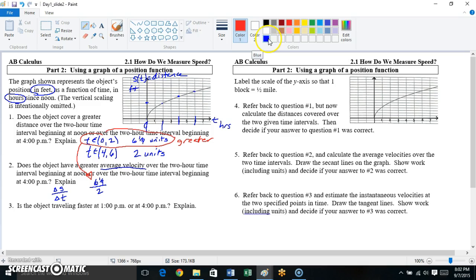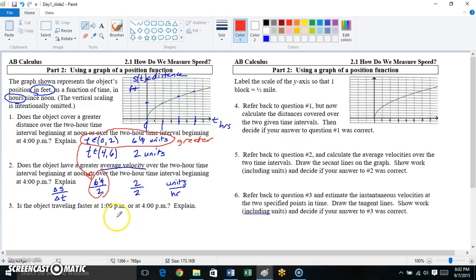Or we're looking at 2 units over 2 hours. Okay, well, again, when you're traveling the greater distance over the same time interval, this is going to give you a greater average velocity, right? Okay, is the object traveling faster at 1 p.m. or 4 p.m.? So let's take a look at 1 p.m.